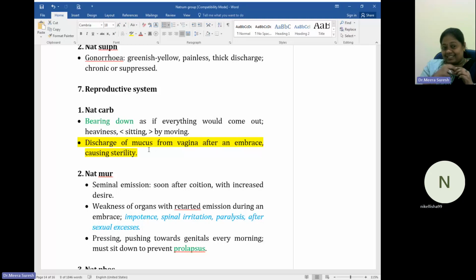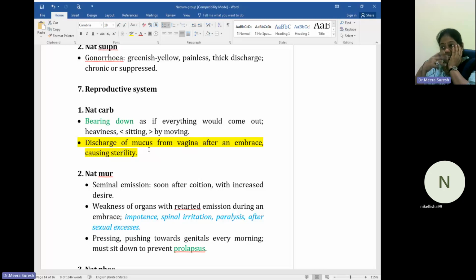In an MCQ, they can ask a sentence like: discharge of mucus from vagina after an embrace causing sterility, because we will always ultimately remember only some things when we have a lot of drugs to study. Natrum carb, usually an essay is not asked, when I was studying. They just ask natrum carb head because of the gaslight headache, chronic effects of sunstroke, and the mind symptoms. So that's only what we learn, and ultimately we forget that natrum carb has got such a symptom also.